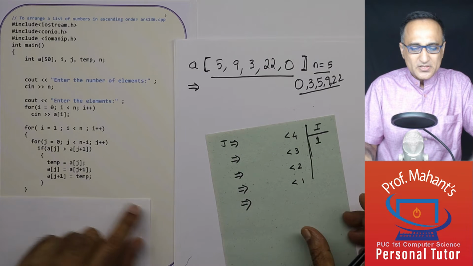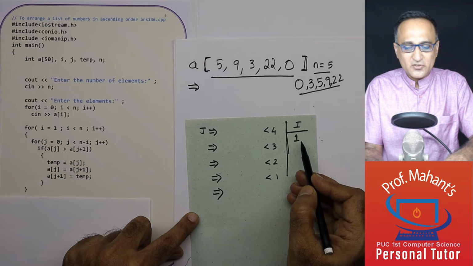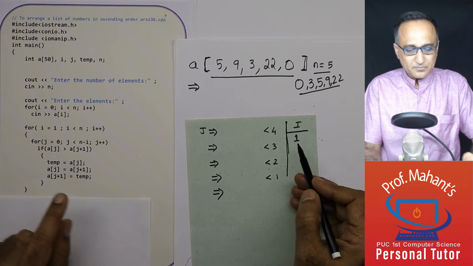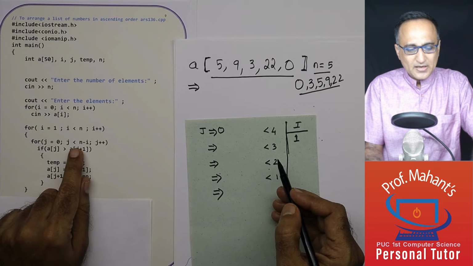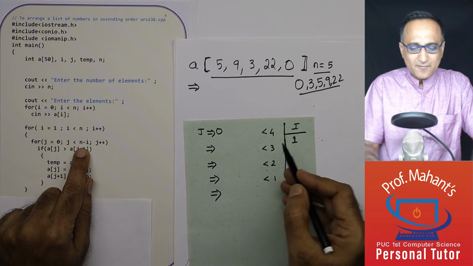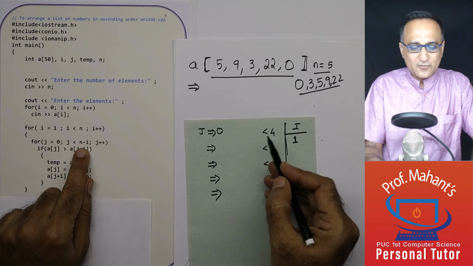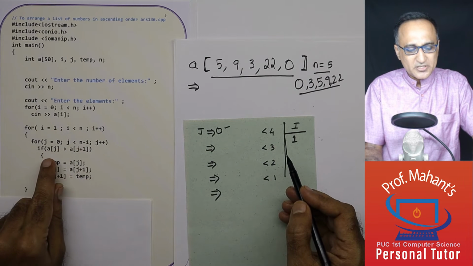What we need to do is keep track of the values of i and j, otherwise we're going to get confused pretty soon. i is 1, j is 0. How long should j continue? As long as it is less than n minus i. n is 5, so 5 minus 1 is 4. As long as the value of j is less than 4, I need to get into this loop.